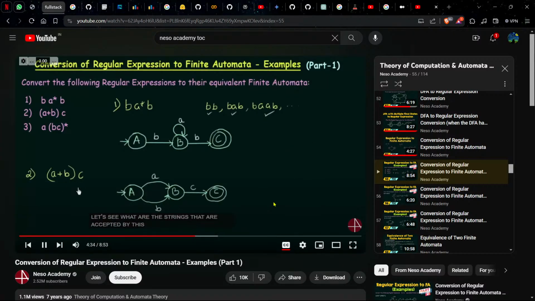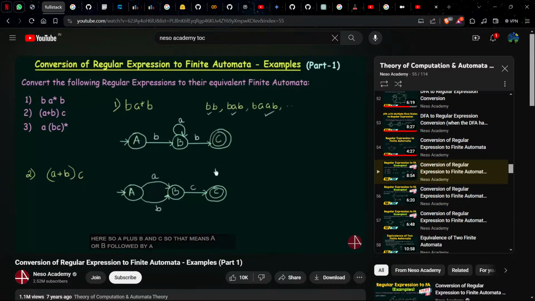So let's see what strings are accepted by this regular expression. So (a + b)c. That means a or b followed by a c. It could be a followed by c, or it could be b followed by c. So these are the kind of strings that will be accepted. Let's see if this is accepted by the automata that we have created. ac comes to the final state, this is accepted. bc comes to the final state, this is accepted. So we have successfully designed the finite automata for the regular expression (a + b)c. Alright, so we are done with that.